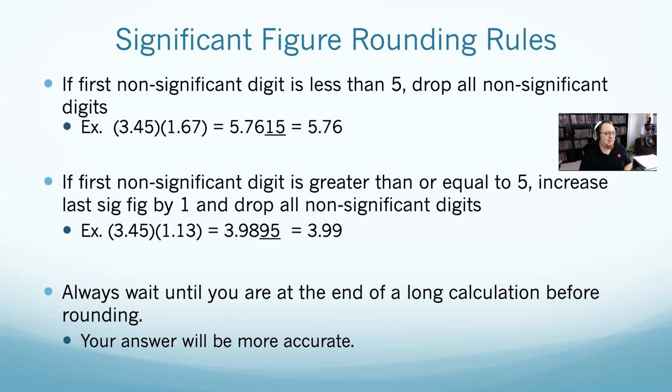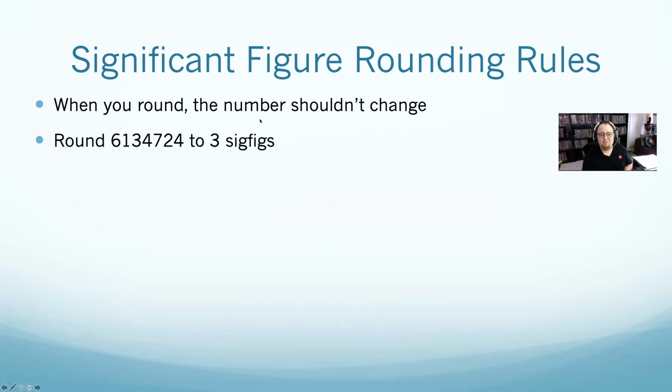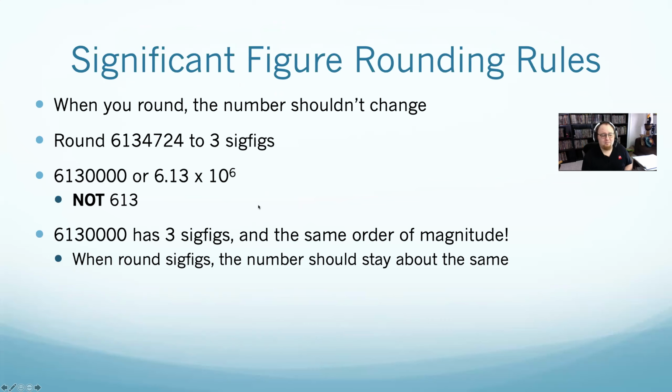The only thing really to keep track of though is when you round significant digits, make sure your number doesn't really change. If I want to round 6134724 to 3 sig figs, that's going to be 6130000. It's not going to be 613. 6 million and 600 are very different. Make sure you keep track of it. If I want to round this to 3 sig figs, we got not significant, not significant, not significant, sig, sig, sig. And so that's where I'm going to cut it.